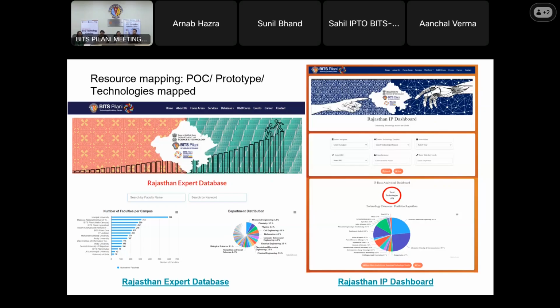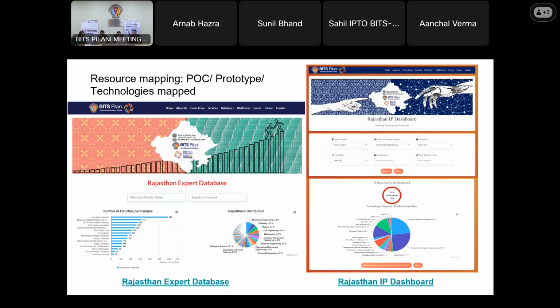And there's another important database that we have created, the Rajasthan IP dashboard. As you can see here, we have mapped all the patented technologies in the state of Rajasthan. So in the state of Rajasthan, there are roughly 1,500 technologies available in different technology segments.